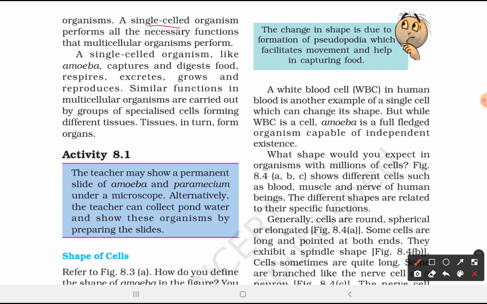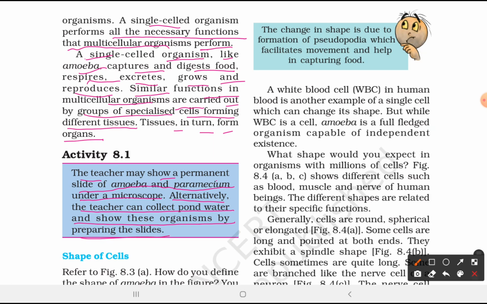A single-celled organism performs all necessary functions that a multicellular organism performs. A single-celled organism like amoeba captures and digests food, respires, excretes, grows, and reproduces. Similar functions in multicellular organisms are carried out by a group of specialized cells forming different tissues. Tissues in turn form organs. There is an activity 8.1. The teacher may show a permanent slide of amoeba and paramecium under a microscope. Alternatively, the teacher can collect pond water and show these organisms by preparing the slides.